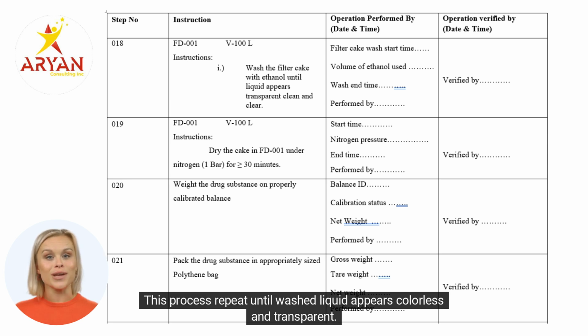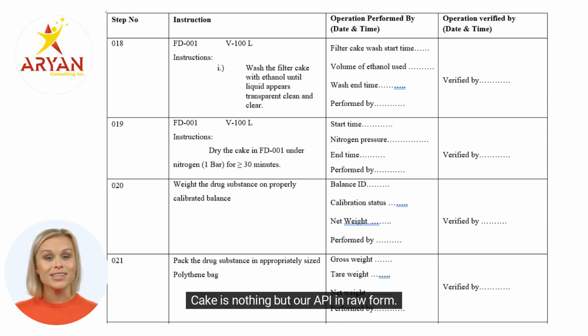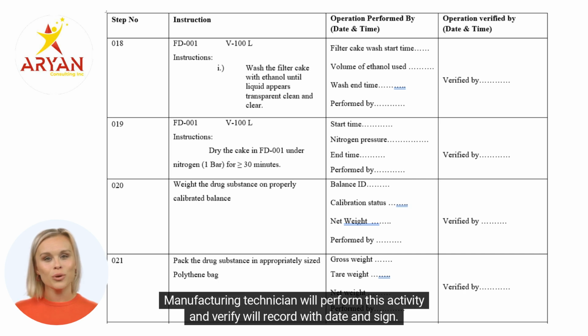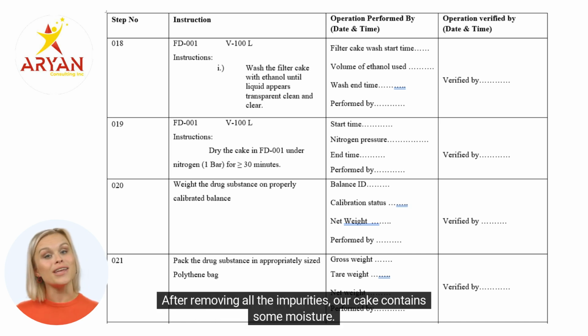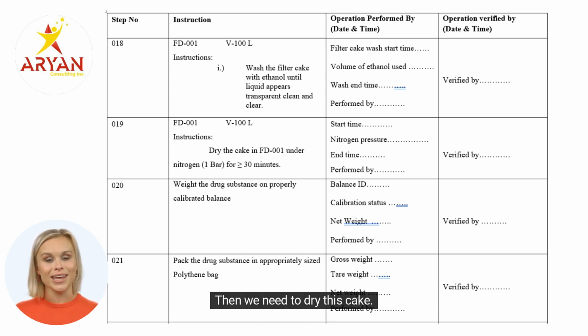This process repeats until the washed liquid appears colorless and transparent. This process will remove all the unwanted impurities from the cake. Cake is nothing but our API in raw form. Manufacturing technician will perform this activity and verifier will record with date and sign. After removing all the impurities, our cake contains some moisture. Then we need to dry this cake.